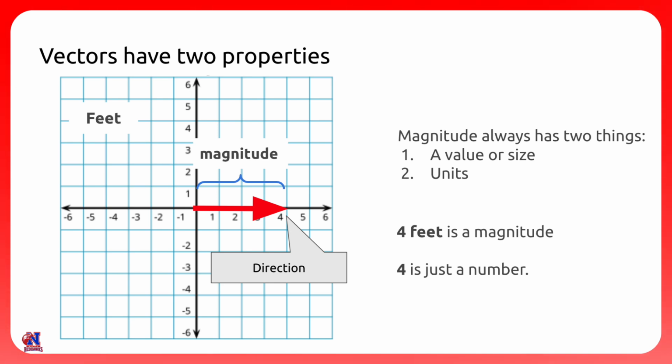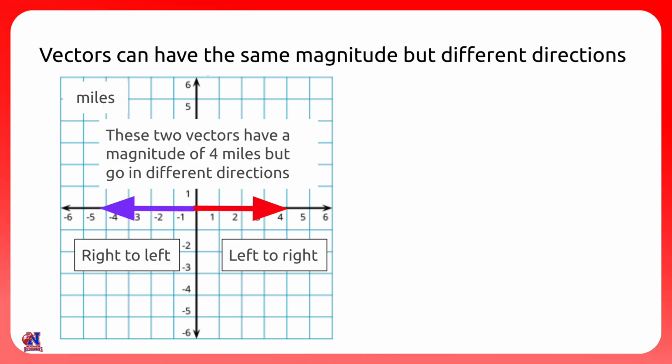Here's an example of a vector on a graph that's in feet. So this red vector has a magnitude of 4 feet and a direction of going to the right. And so that's our vector right there. And notice that the magnitude always has units. So it's 4 feet, 27 miles. It's never just 4. 4 is nothing. 4 is just a number. We don't just use numbers in physics. That's for mathematicians. We use numbers with units.